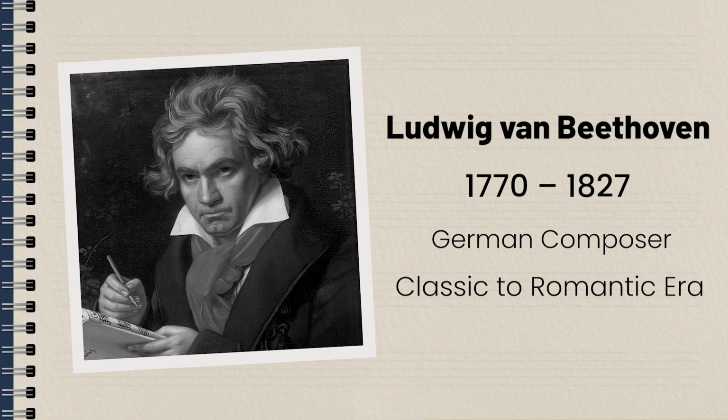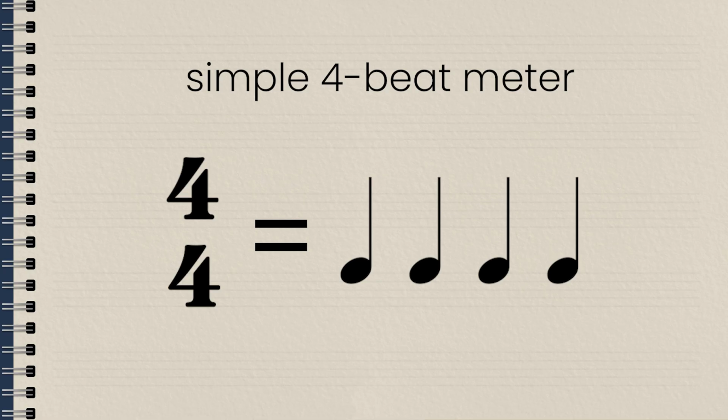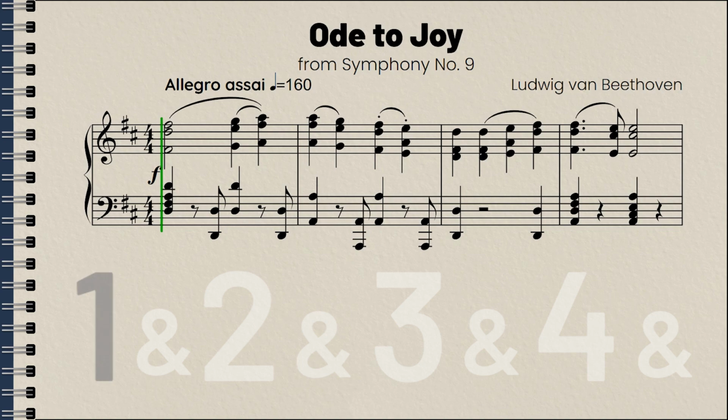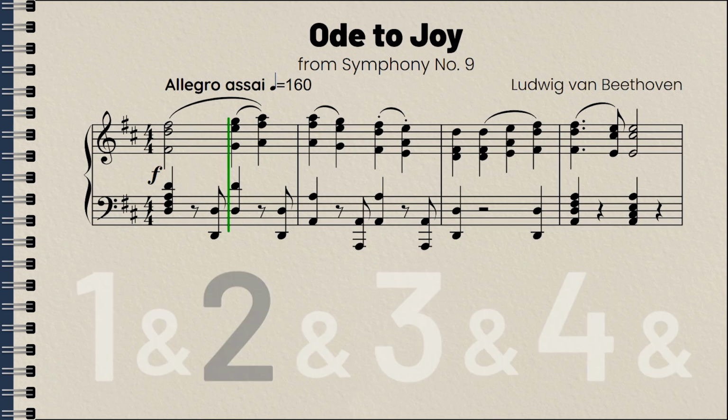Beethoven's Ode to Joy from his Ninth Symphony is an example of a simple 4-beat meter. In 4/4 time, each measure includes 4 quarter notes or their equivalent. Because this meter is very common in Western music, it is sometimes called common time and represented by a C instead of 4/4. 1 and 2 and 3 and 4 and 1 and 2 and 3 and 4 and.